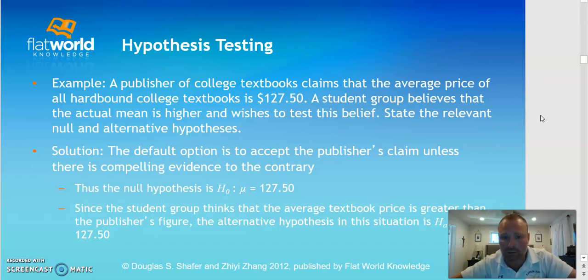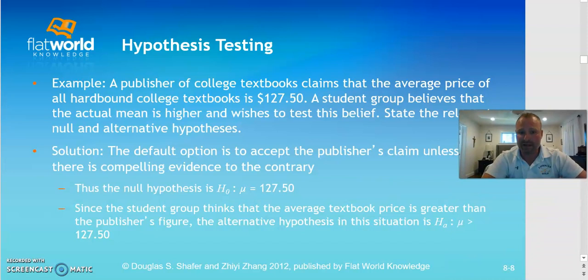So here is our conclusion here. Basically, the null hypothesis is that the mean will be $127.50. Since the student group thinks that the average textbook's price is greater than the publisher's figure, the alternative hypothesis in this situation is that the mean is greater than $127.50.